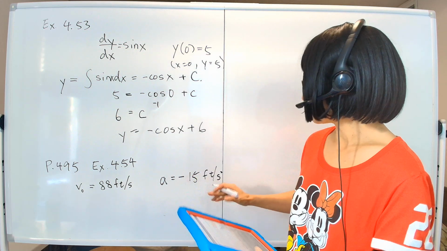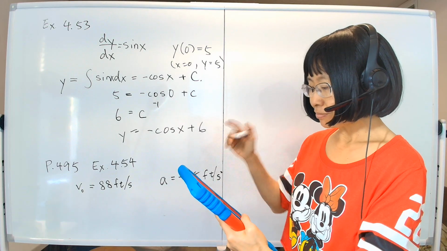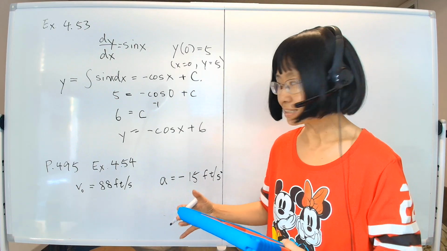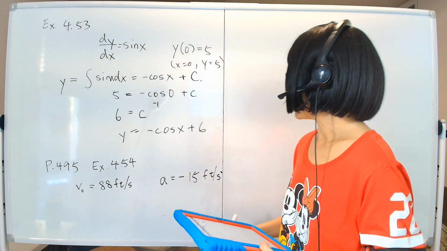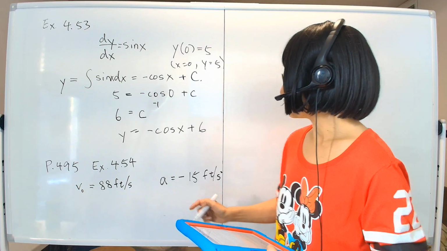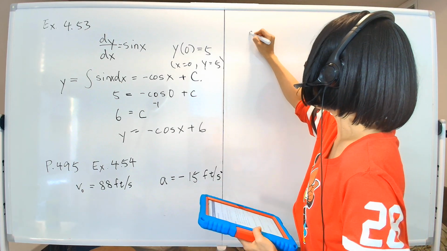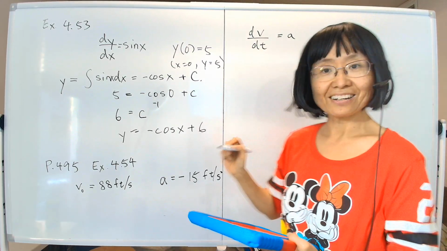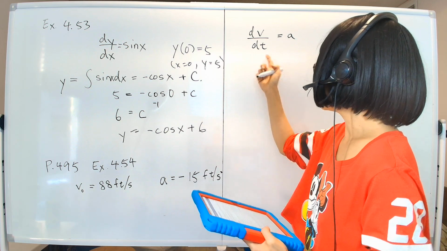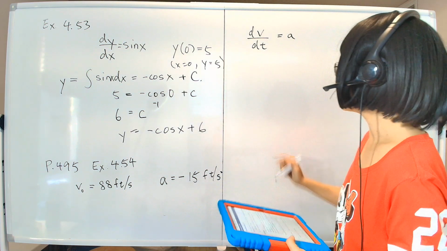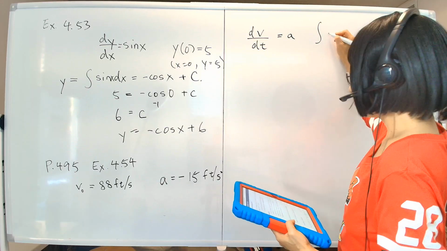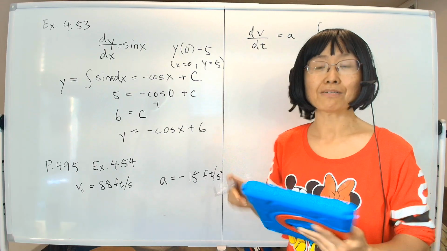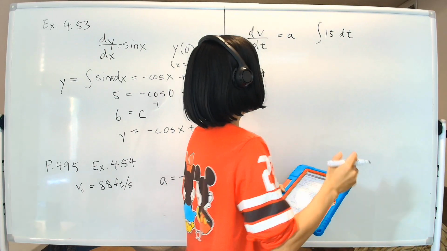Now, how many seconds elapse before the car stops? So when does the car stop? The car stops when its velocity becomes 0. We know what a is, so we're going to integrate. We know that dv by dt equals a. So we're going to do our new trick that we learned today, which is to integrate a to get v. So we will integrate negative 15 feet per second squared, dt. The variable right now we're concerned with is time, so we'll do the dt.